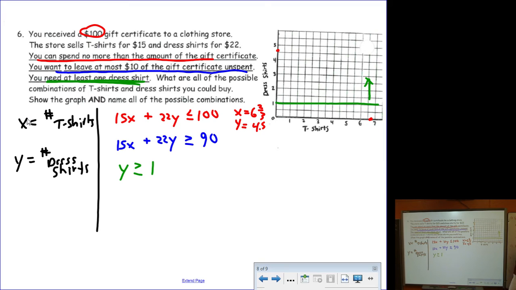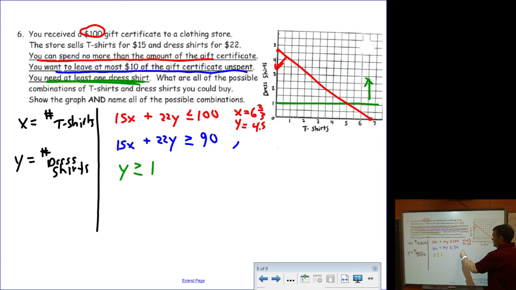So when I connect those, I'm going to do the best I can here. I used a ruler when I did mine on paper, it would be about like that. Okay. And the red line would be shaded below, because 0 plus 0 is less than 100. So I'd shade on the side 0 is on.